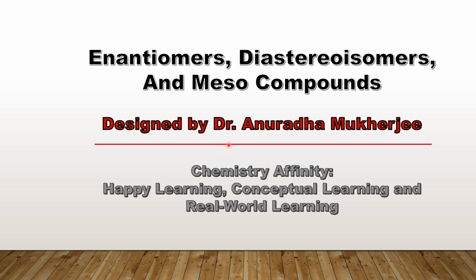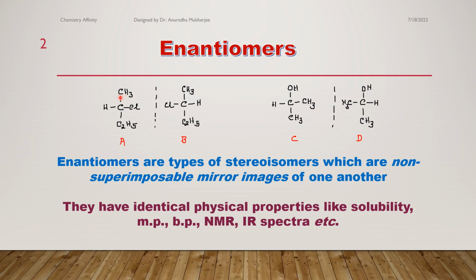In this video, I am going to explain the concept of enantiomers, diastereomers and Meso compounds. Compound A contains the chiral carbon. It's a chiral molecule because this carbon contains 4 different groups. But in compound C, this carbon is not chiral because it contains the same groups.